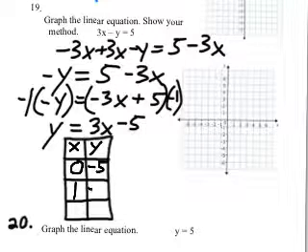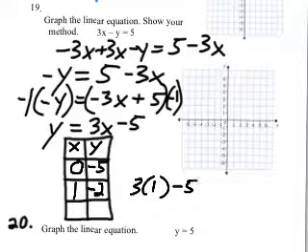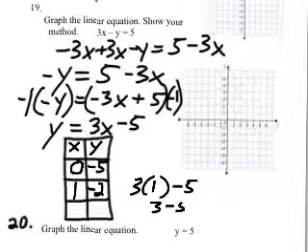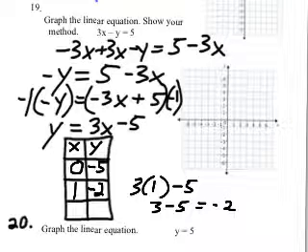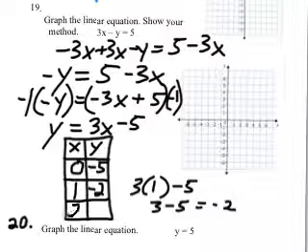Of course, you can write these out on the side and solve these things on the side, right? You go 3 times 1 minus 5 is 3 minus 5, which equals negative 2. Then let's try 2. When x is 2, 3 times 2 is 6. 6 minus 5 is 1. Okay, so now we have 3 points, and I will plot them.